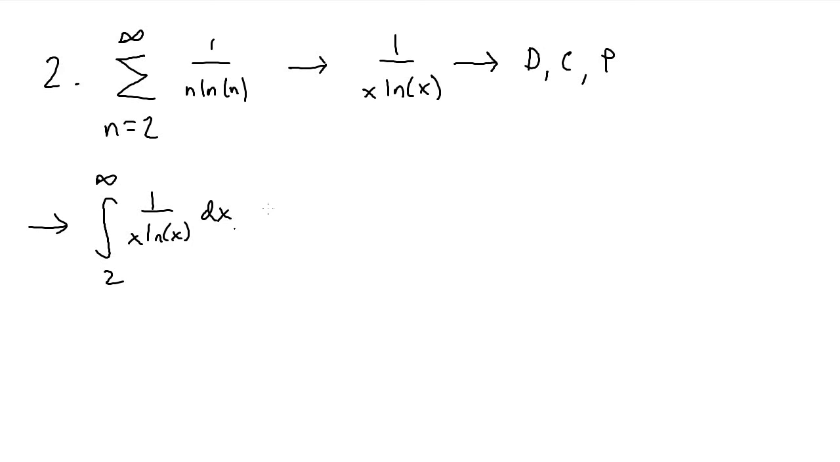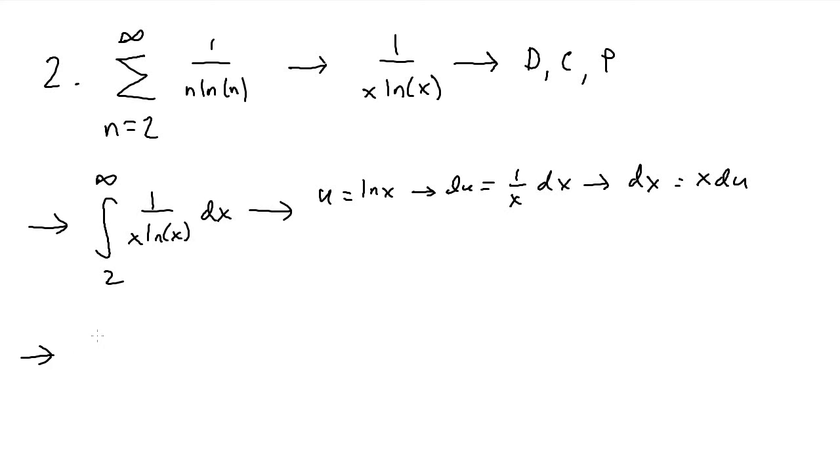And this is just a simple u substitution problem, where our u is going to be the natural log of x, and that will cancel out the x. So if u is natural log of x, then du, or the derivative of u, is going to be 1 over x dx. So then to isolate dx, we just multiply by x, and then dx is going to be equal to x du.